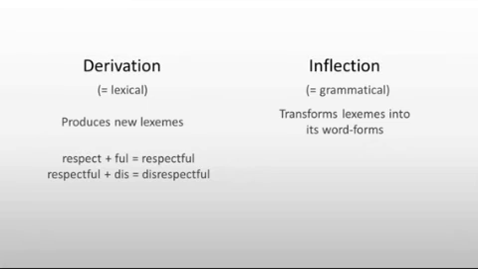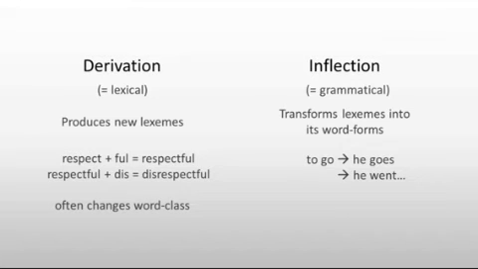If you add the prefix dis, you get disrespectful. An example for inflection is the conjugation of the verb to go into went, or even adding the third person s, forming goes. You probably recognize that this example of derivation changed the word class of our original lexeme. It has changed from a noun into an adjective.